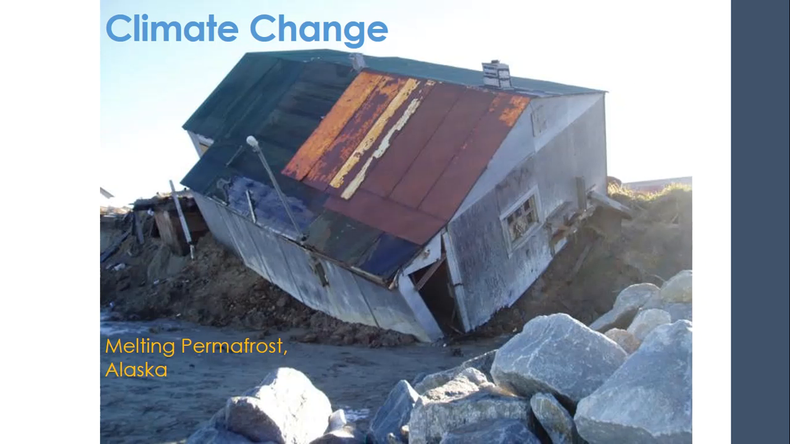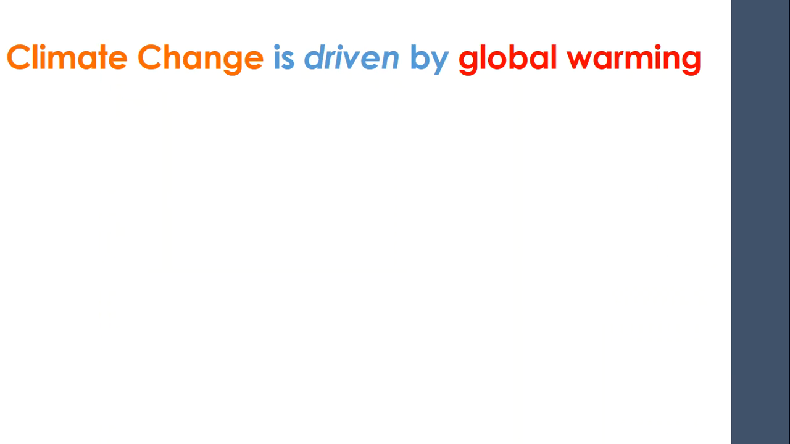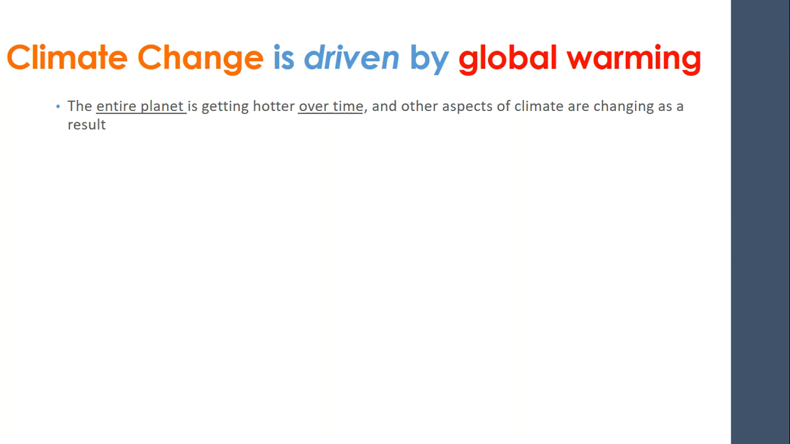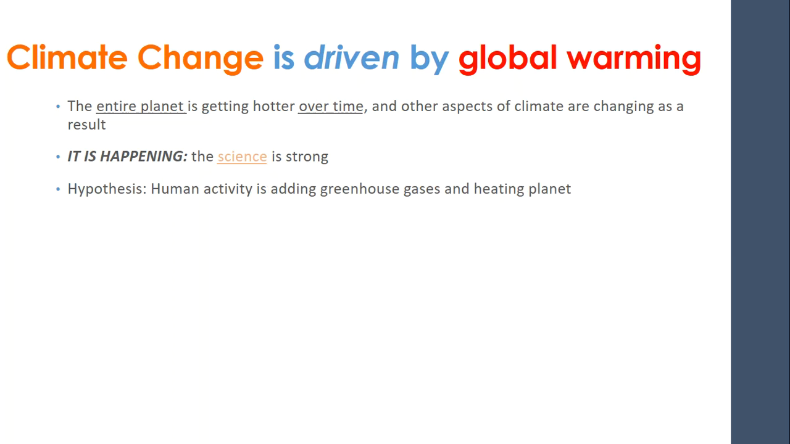We're going to talk about what exactly climate change and global warming are, why we know it's happening, and why it's so important. So the first thing is to understand the difference between climate change and global warming. Climate change is driven by global warming. The entire planet is getting hotter over time, and other aspects of climate are changing as a result. So it is happening. The science is very strong on this.